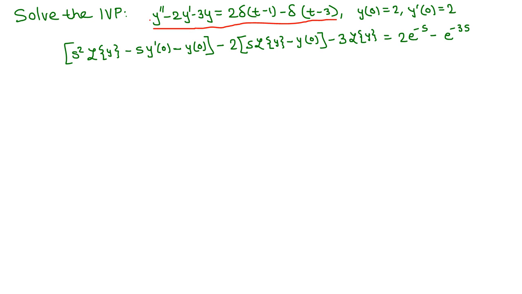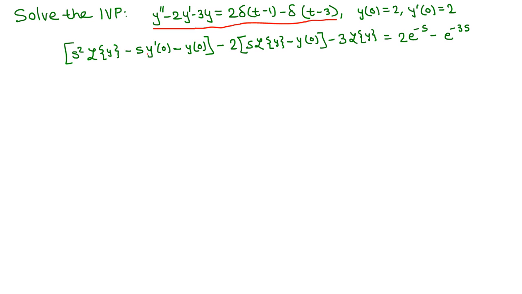Laplace of y'' is s²L(y) - s·y(0) - y'(0), minus 2 times the Laplace of y', that's given here, minus 3 times the Laplace of y, which is just L(y), equals 2 times the Laplace of δ(t-1), this Dirac delta function. Laplace of δ(t-1) is e^(-s), minus the Laplace of δ(t-3), which is e^(-3s).